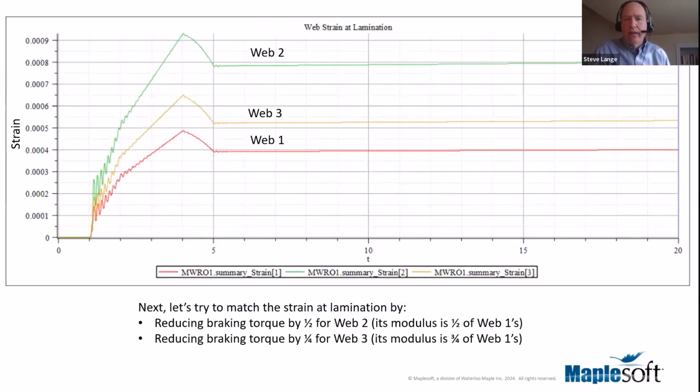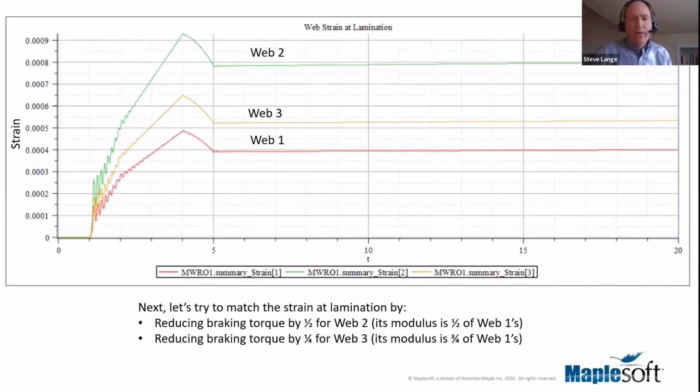So let's take a look at this in this 20-second simulation. You see some transient behavior there at the beginning. Because of the way the rolls are being ramped, we get a peak in the strain. We're outputting the actual web strain here, which is something nice you can do in a simulation. And you can see that there's a difference in strain at this combining point. Web 2 having the highest strain, web 1 having the lowest strain. This model isn't going to predict curl, but it is going to say that you don't have equal strain at combining. And that may be something you want to try to fix.